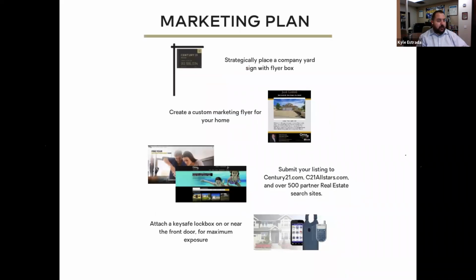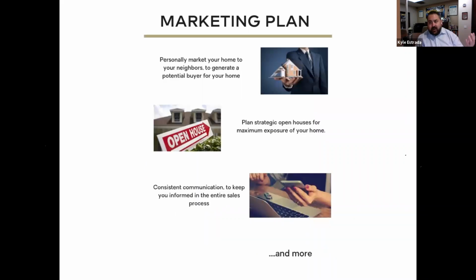We're going to place the company yard sign and sign with a flyer box. We're going to create custom marketing, right? We went over that custom marketing already, what we have the ability to do. We're going to submit your listings to century29.com, allstars.com, and 500 partner real estate sites. We're going to attach a key safe lockbox for the front door for maximum exposure, right? To be able to show the property easily without appointments, which is different now, right?